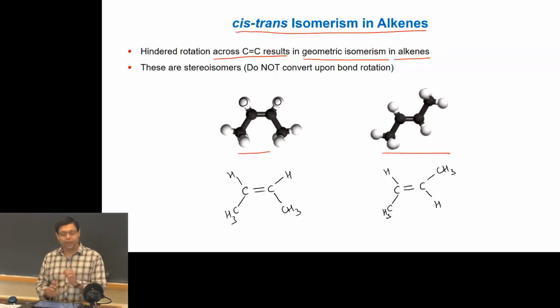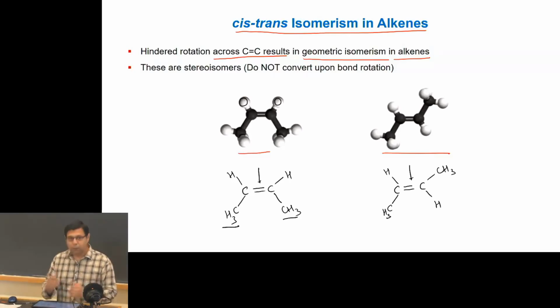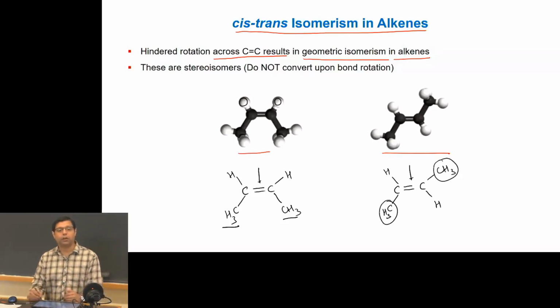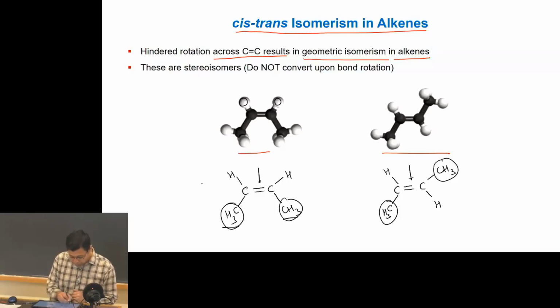Now, as I showed you in the last lecture, due to the presence of these double bonds in alkenes, you cannot freely rotate across that carbon-carbon bond. As a result of that, you can have two groups bonded to the double bonded carbons on the same side or on the opposite side of the double bond. Groups on the same side of the double bond, you will call that molecule cis. Groups on the opposite side, you will call it as trans.